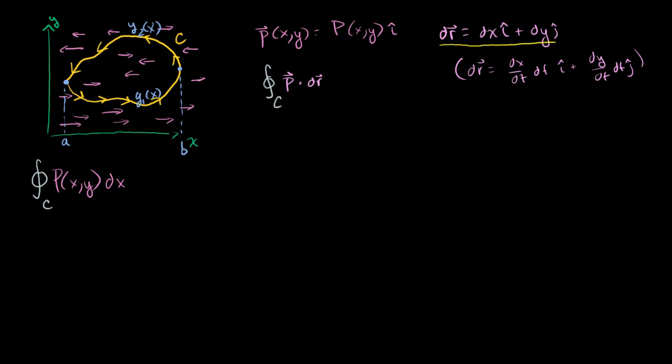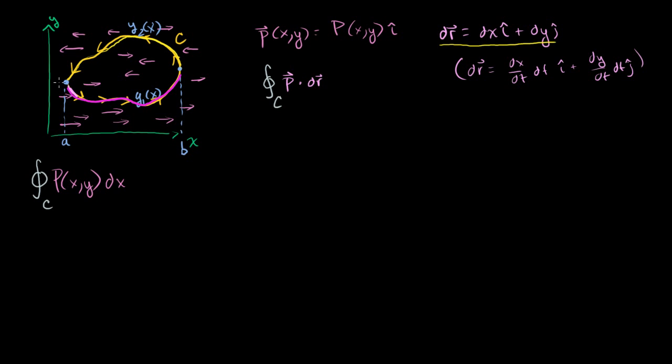So you can imagine two paths. One path defined by y1 of x, let me do that in magenta, as we go from x equals a to x equals b. And then another path defined by y2 of x as we go from x equals b to x equals a.